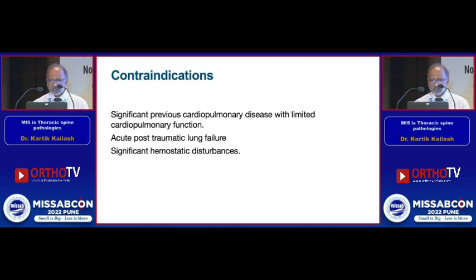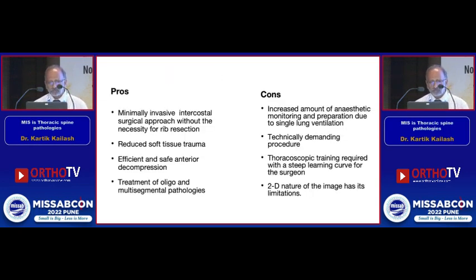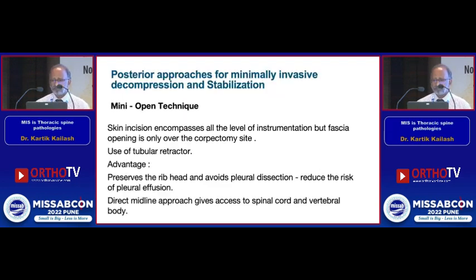Positioning and setup, I'm not going into it. Contraindications would be severe cardiopulmonary disease, acute traumatic lung failures, or hemostatic disturbances. The advantages would be that you have an intercostal approach, no need to do a rib resection, soft tissue trauma is reduced, it is very safe, and anterior decompression is pretty safe. Treatment of multi-level pathologies can also be done. However, there is increased anesthetic exposure, it is technically demanding, and the learning curve is very high.